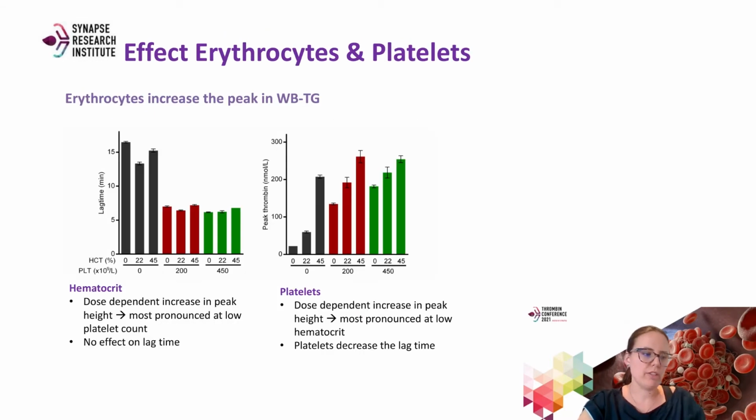So next, we also investigated the influence of erythrocytes in the presence of platelets on thrombin generation. And here we show that if we increase the amount of erythrocytes, it also increases the peak of whole blood thrombin generation. However, as can be seen in the figure on the left, erythrocytes do not have any influence on the lag time. So this is different from the platelets, which influence both the lag time and the peak of thrombin generation.